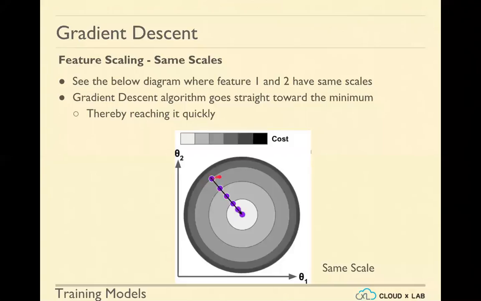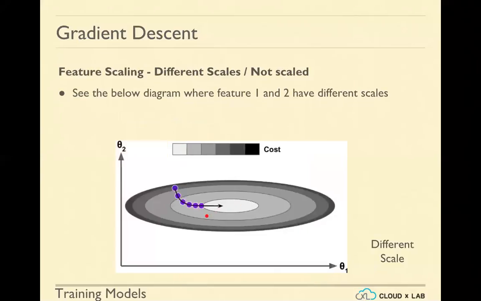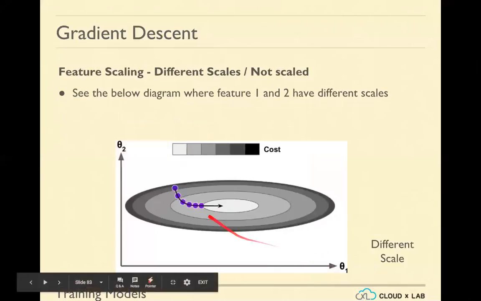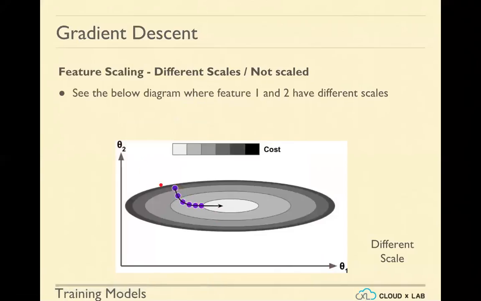Therefore, if both the steps are of similar size, this line is going to be pointing very much to the lowest cost point. Therefore it will be quite linear as opposed to this one. Here, theta 1 and theta 2 are on different scales. Therefore, the change in theta 2 is going to be tiny, while the change in theta 1 is going to be bigger, and therefore instead of going straight, it's going to take a while to get there.